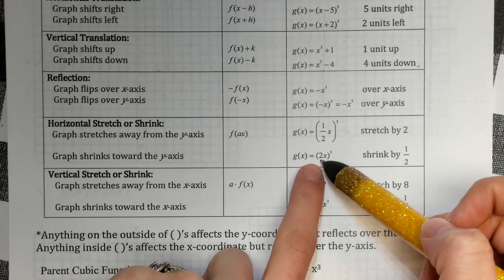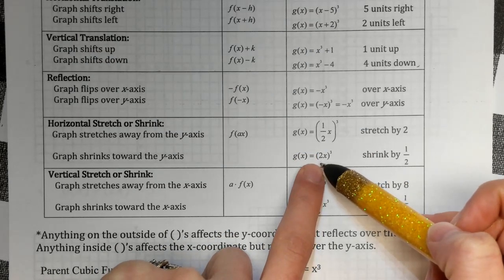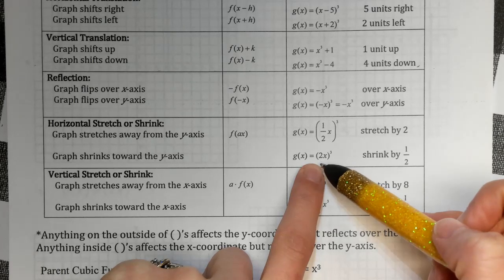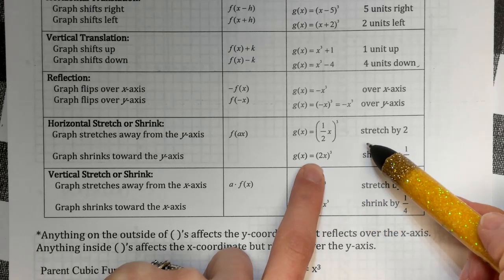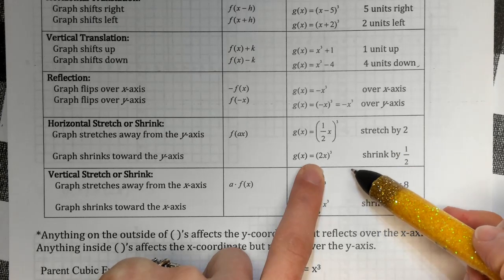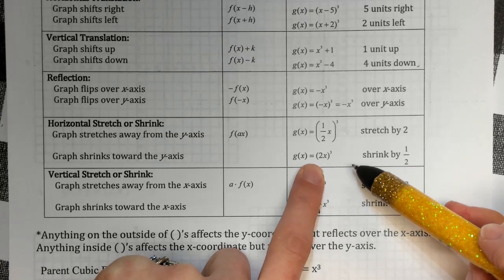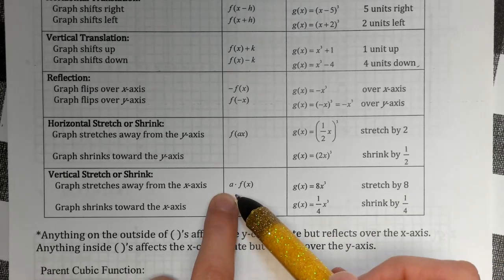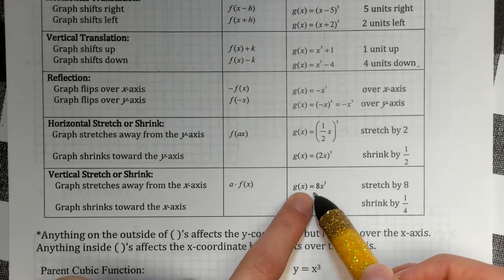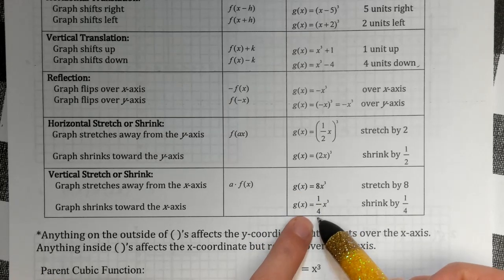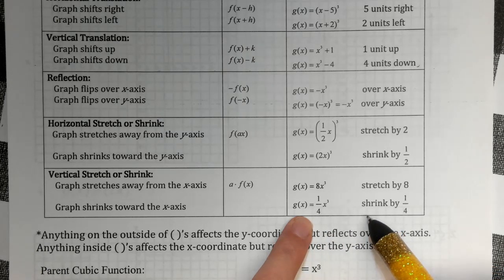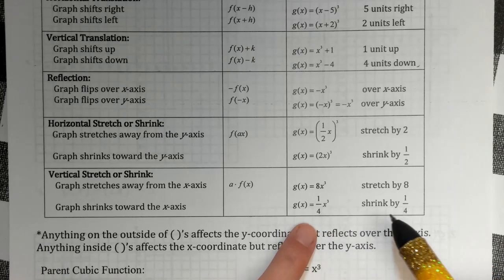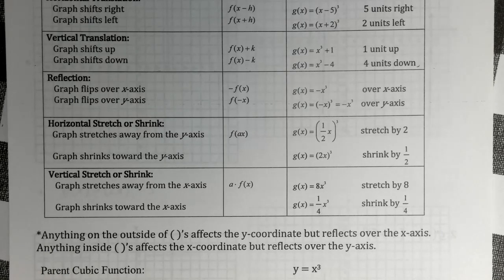So if I had a 2, that's really a shrink by 1/2. If I had a 1/3, then that's a stretch by 3. If I had a 7, that's a shrink by 1/7, okay? But whenever it's out front, that's as is. If it's 8, then it's a stretch. If it's 1/4 or 1/8, a fraction between 0 and 1, then that's still going to be a shrink. So the only thing you have to think about is when it's inside parentheses, okay?